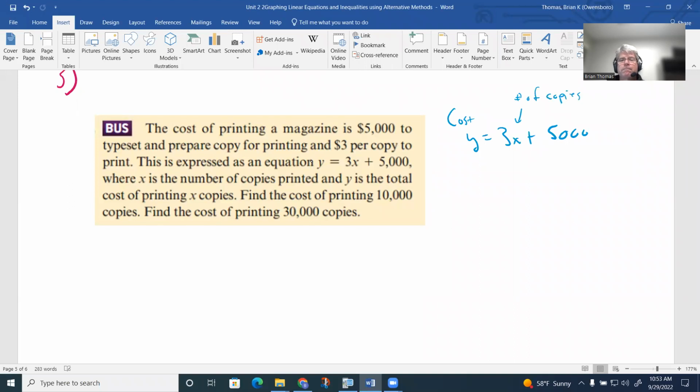So we have this formula that will actually calculate the cost of printing if we know how many copies. Notice the first one says 10,000 copies. So this would be y equals 3 times 10,000 plus an additional 5,000. That is 30,000 plus an additional 5,000, which is 35,000. So it would cost $35,000 to do that.